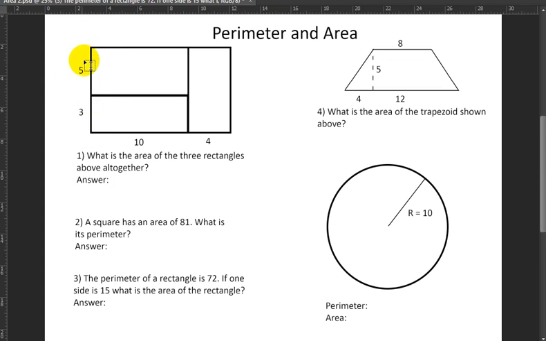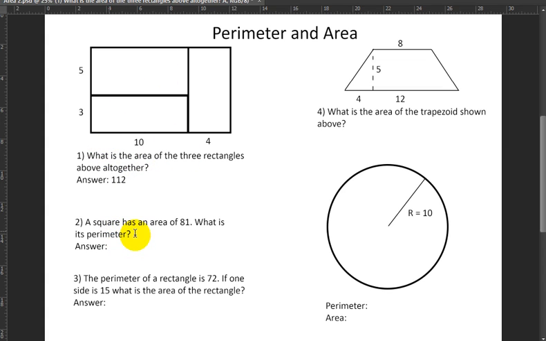I can just find that this entire side, since this part is 5 and this part is 3, this entire side is 8, and since this side is 10 and this side is 4, this entire side altogether is 14. So I could just do 8 times 14 and find the area. 8 times 14 would give me 112. So that's the first exercise done.